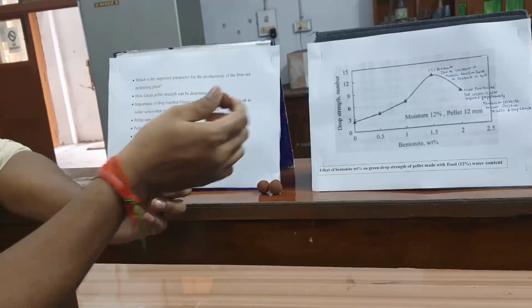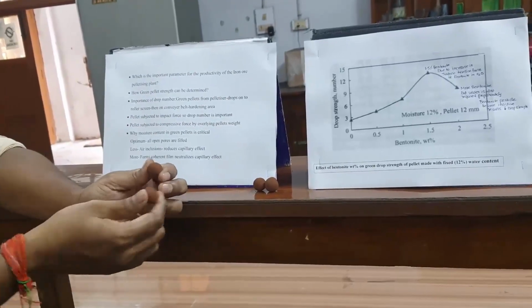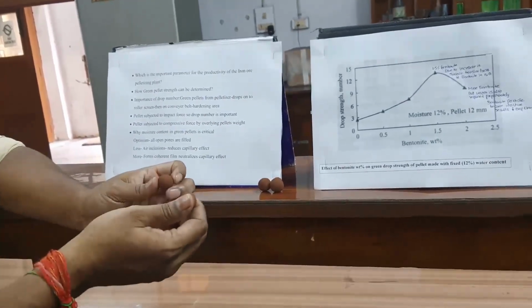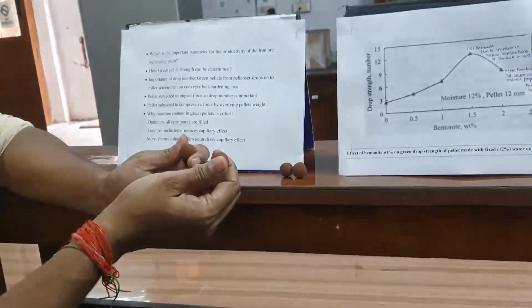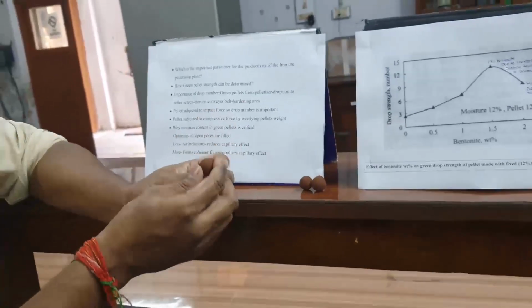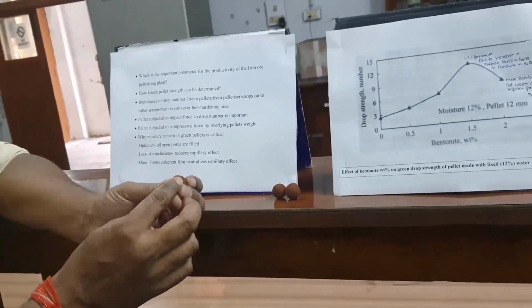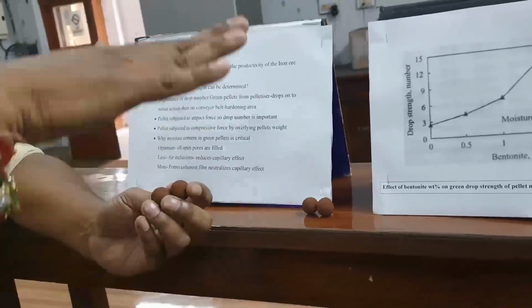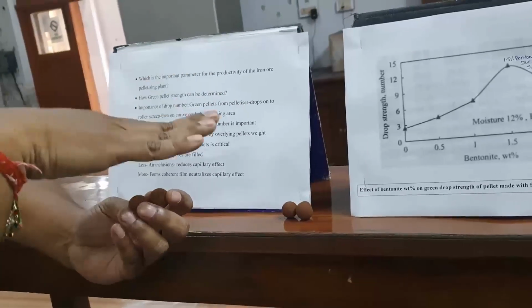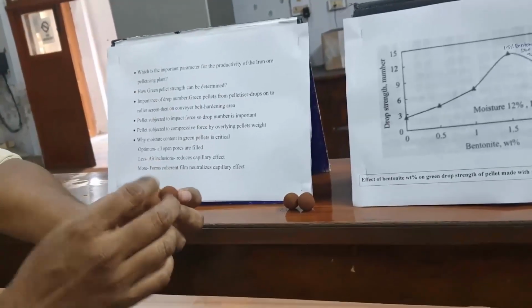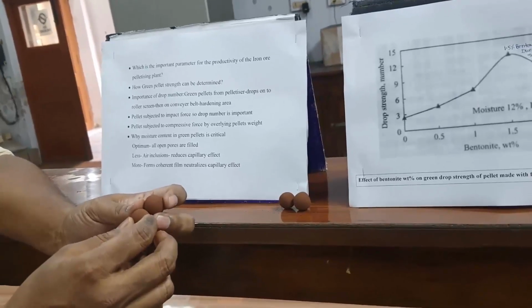That is important. And one more we mentioned, that is crushing strength. Why is crushing strength also important? Because these pellets are also subjected to compressive force, because of the weight of overlying pellets. That's why crushing strength is also important.